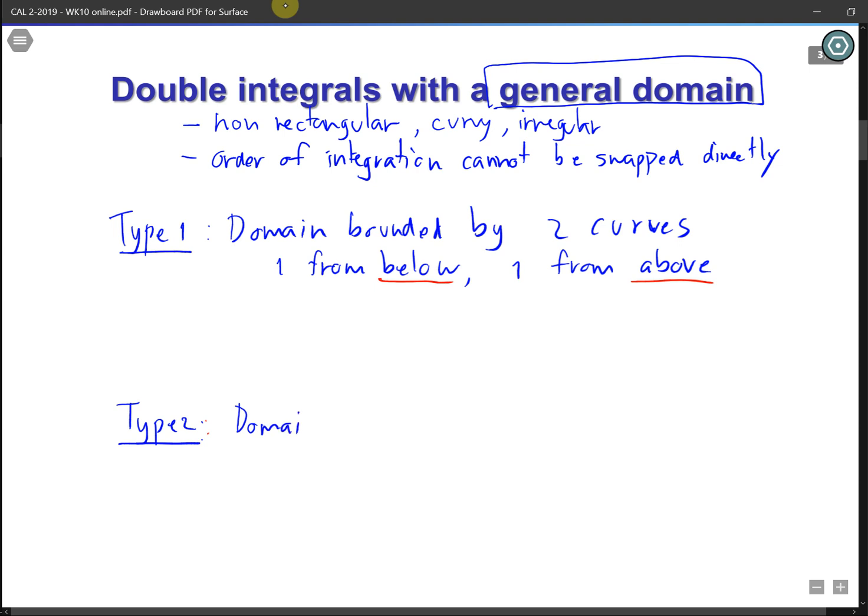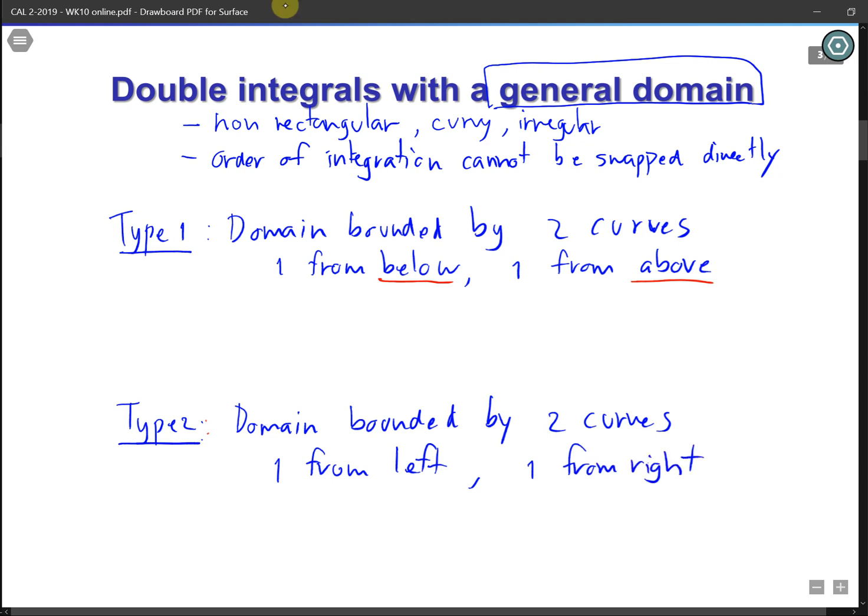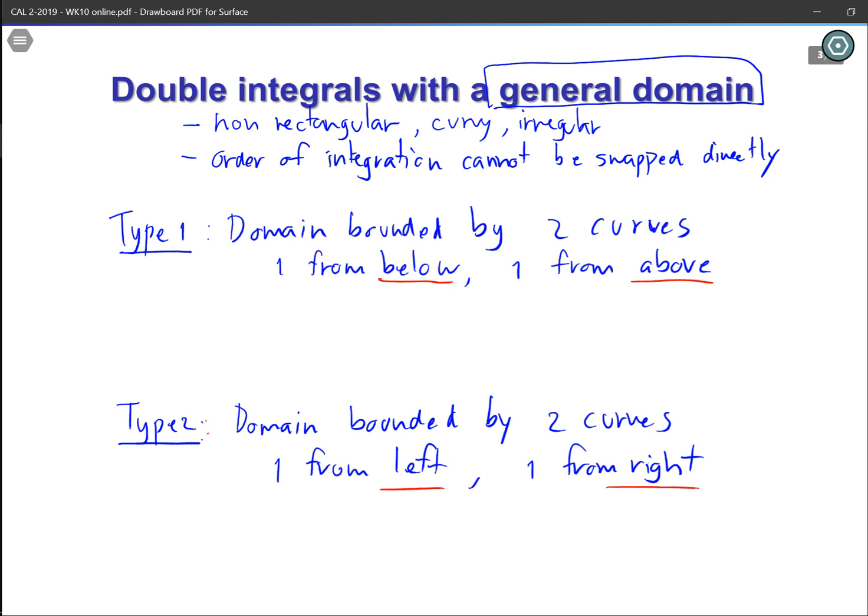but in this case, one from the left and one from the right. So you see the main difference here. One is you see two curves, lower and upper. The other type you see on the left and on the right. And in order to deal with this, it's going to be a little bit different.